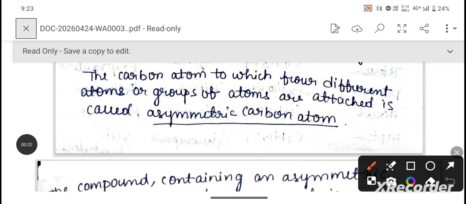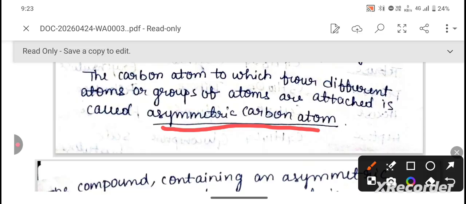Before going into detailed classification, we need to discuss some basic and important definitions. So we have to know what asymmetric carbons are. Asymmetric carbon atoms are those atoms to which 4 different atoms or groups of atoms are attached.